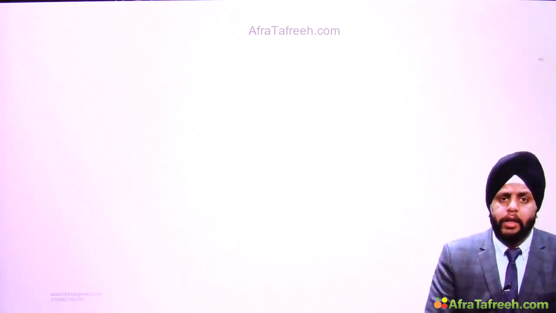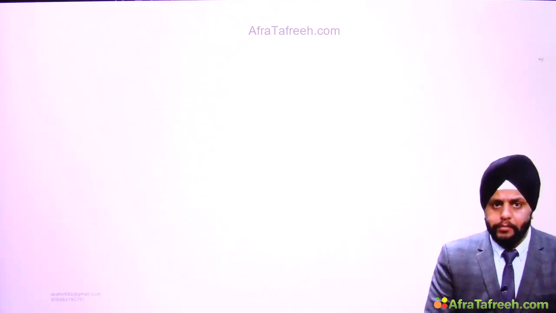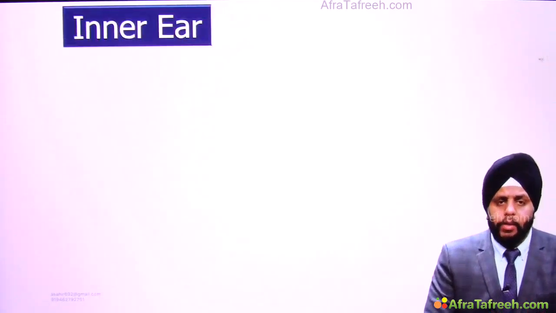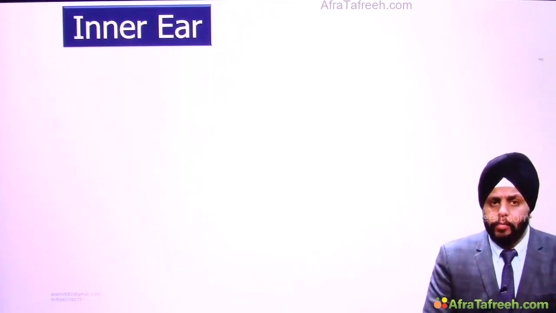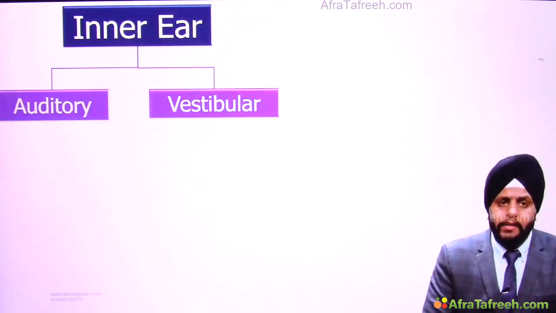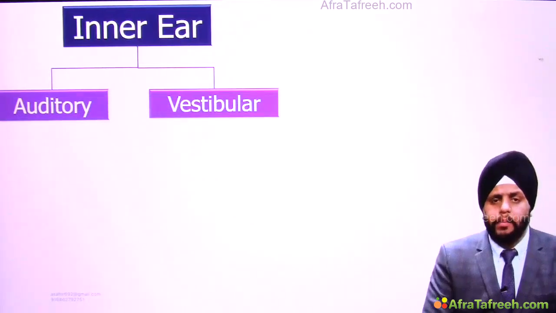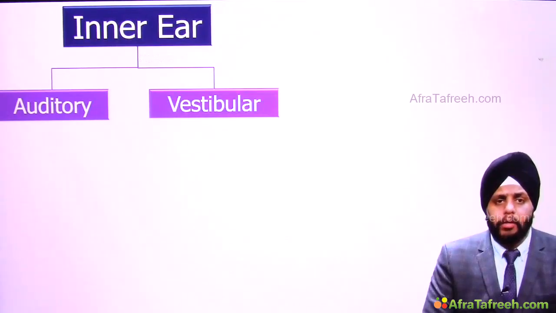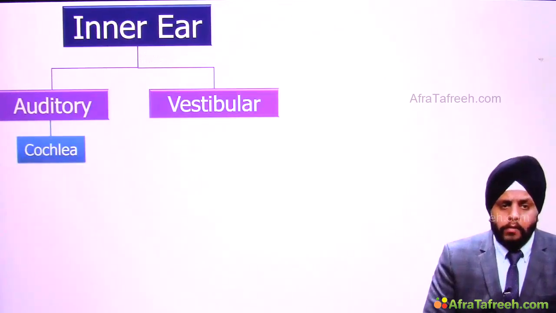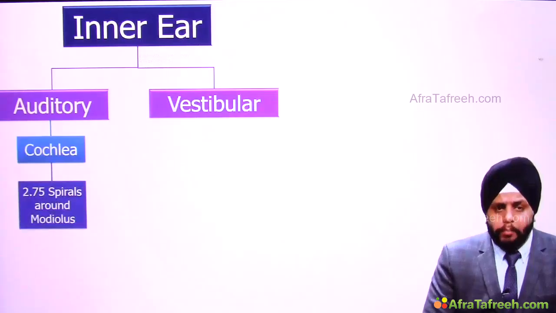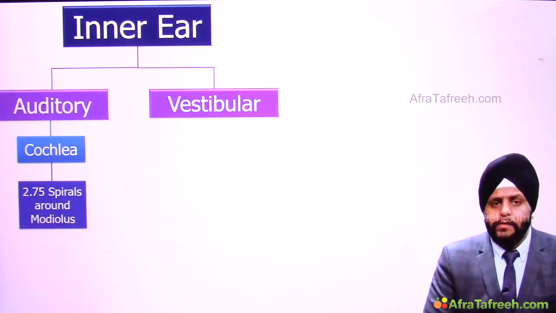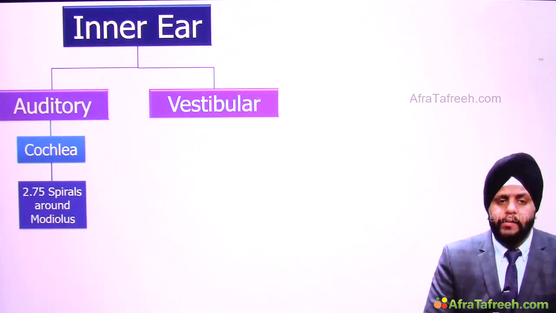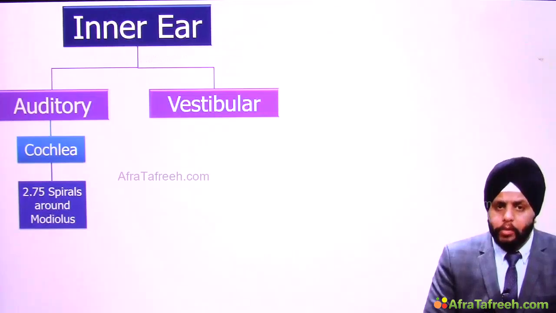The other way to study the inner ear is by its function. That means we can divide the inner ear once again into two parts: the anterior part, that is the auditory part, and the posterior part, that is the vestibular part. The auditory part, the part for hearing, is the cochlea. This cochlea has two complete turns and three-quarters of the third turn, that means 2.75 turns around a central axis known as the modiolus.